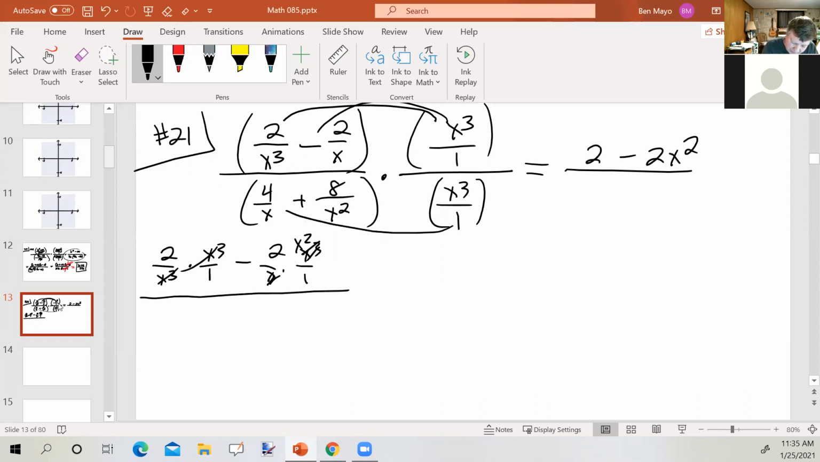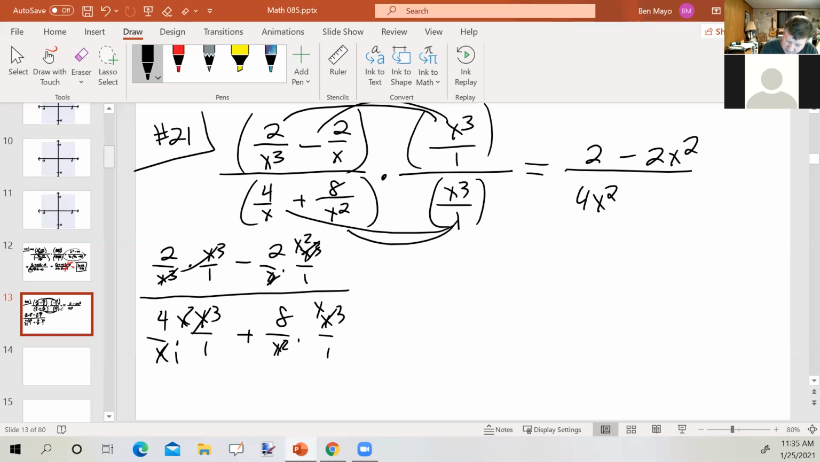Down below here, we've got 4 over x times x cubed over 1, which reduces down to 4x squared, and then plus 8 over x squared times x cubed over 1. X cubed over x squared is x, so I get plus 8. So now I have a simple fraction, but let's see here.